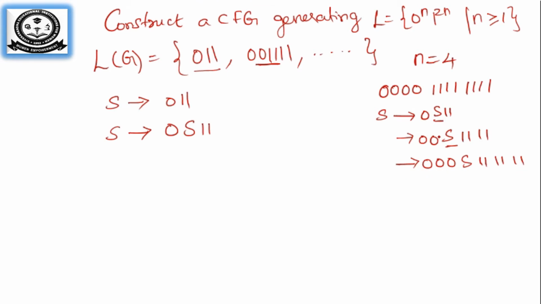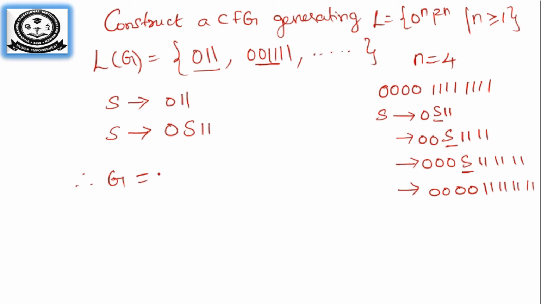The last S I can substitute with the exact string 011. So again here I am going to substitute 011, so 0000 11111111. So I am able to generate all types of strings. Hence, you can have the CFG grammar.